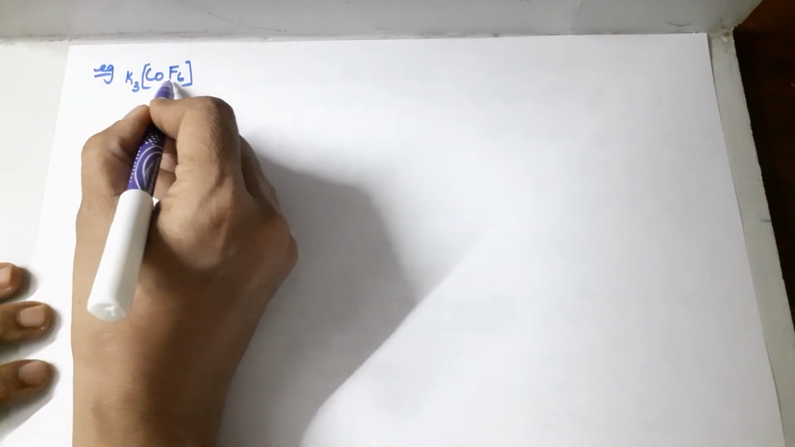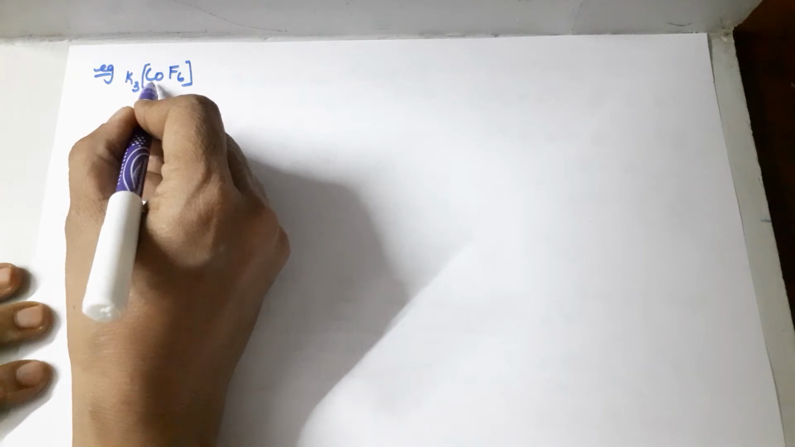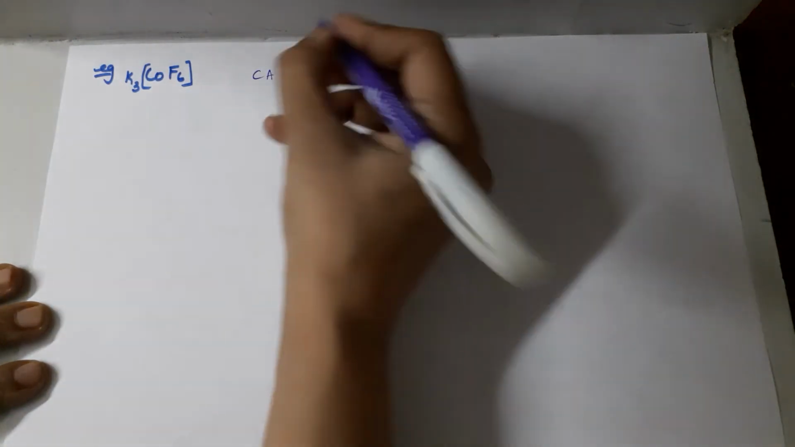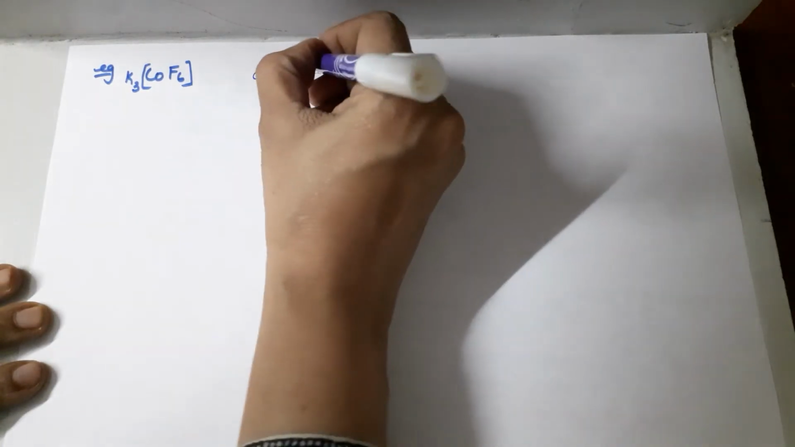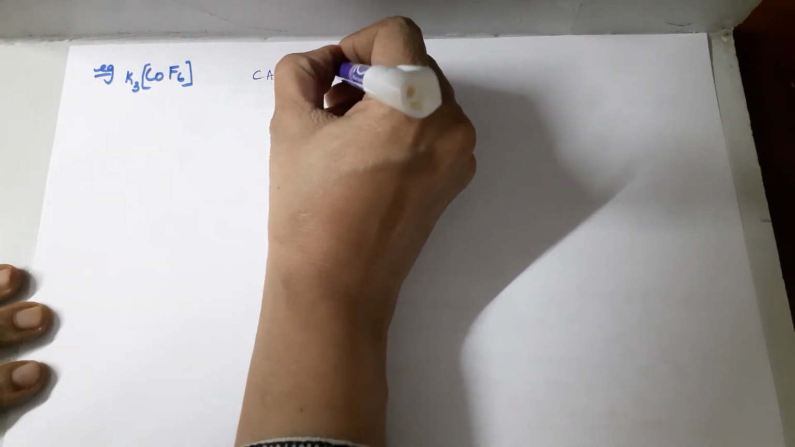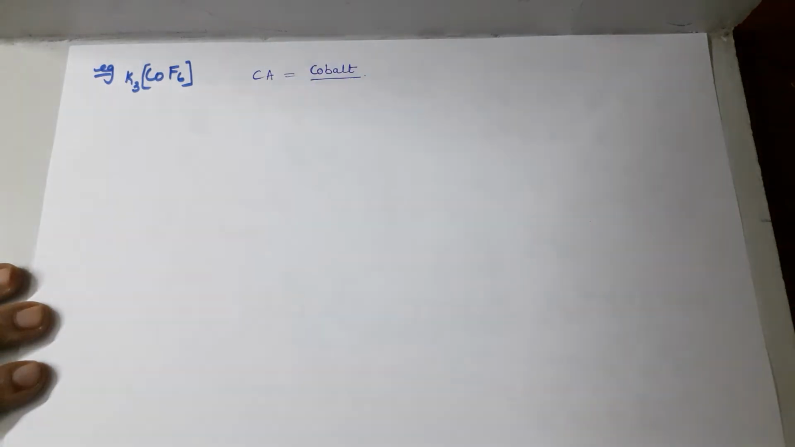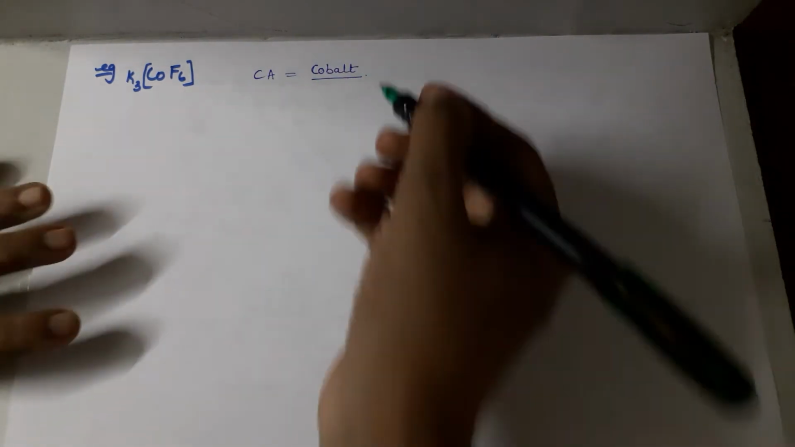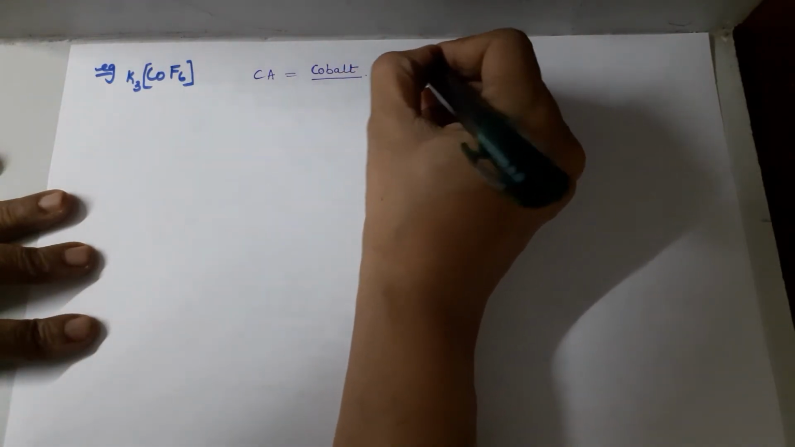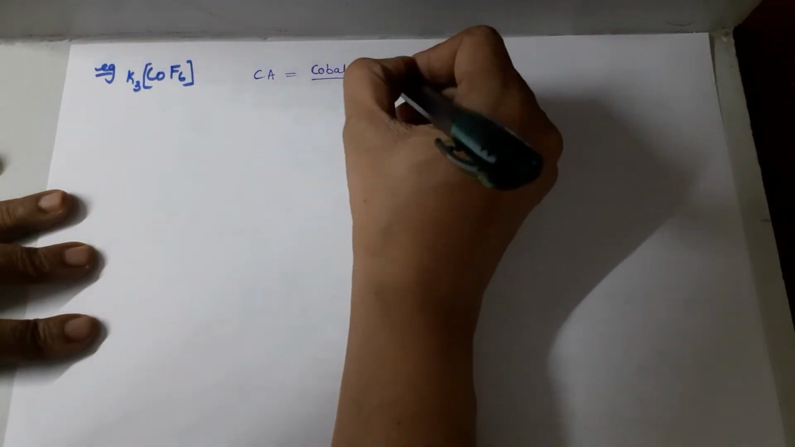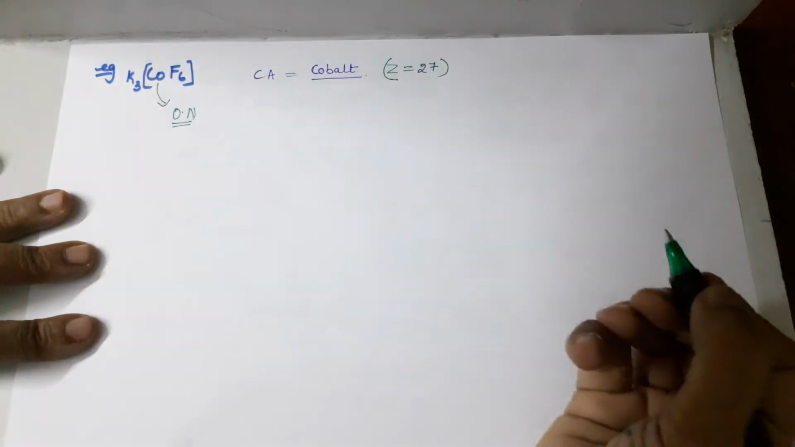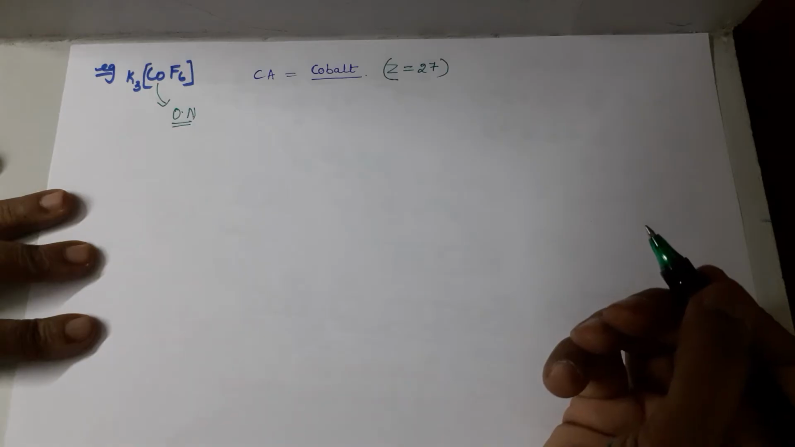The next example is potassium hexafluoridocobaltate. So your central atom in this complex is cobalt. Also, if this is your central atom, which is cobalt, what is the atomic number for cobalt? Again, 27. Let's find the oxidation number for cobalt. The oxidation number of cobalt is to be found out.